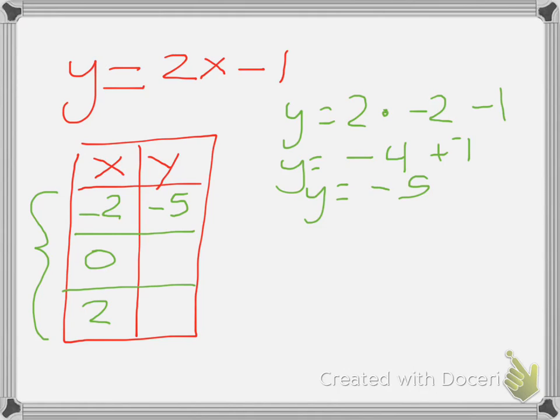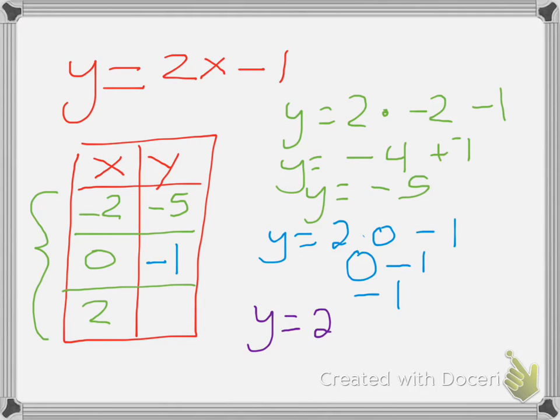Now for my second one, I'm going to plug in 0 instead of the -2, and I get y equals 2 times 0 minus 1. 2 times 0 is just 0, so 0 minus 1 is -1. And then my last one, I have y equals 2 times 2 minus 1. 2 times 2 is 4, and 4 minus 1 is 3. So when x is 2, y is 3.